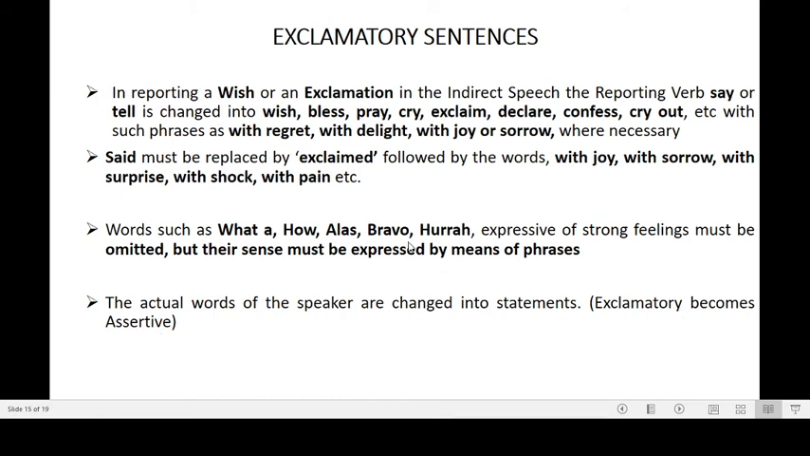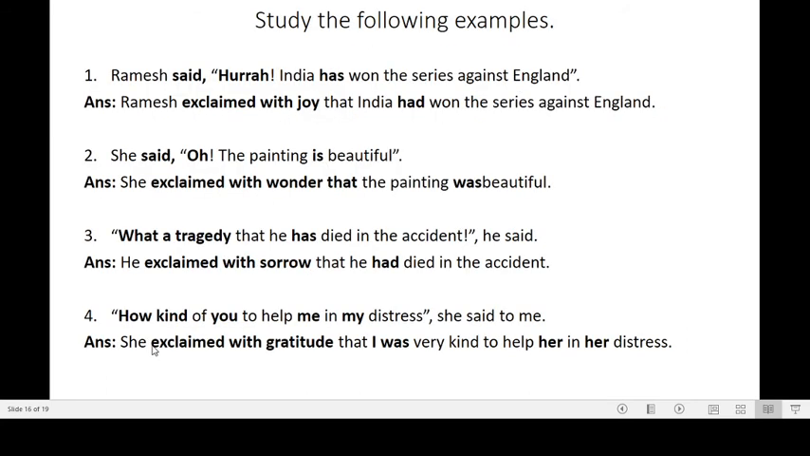Here, the exclamatory mark will be removed. Instead, at the end of the sentence, we put a full stop. That means an exclamatory sentence will be changed into an assertive sentence. Now, let's look at the example.